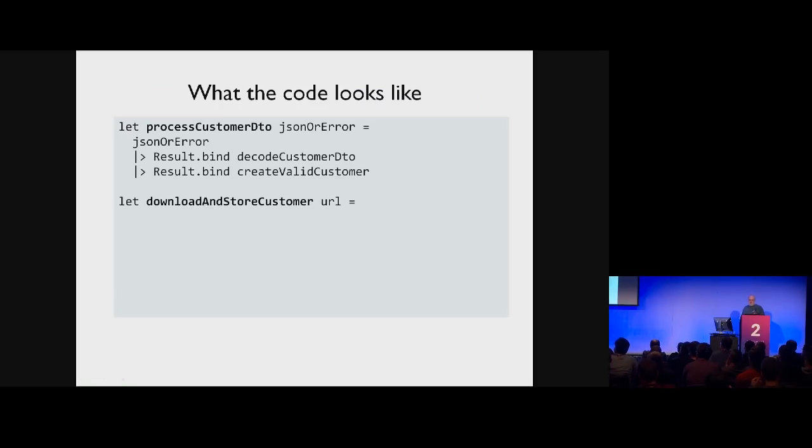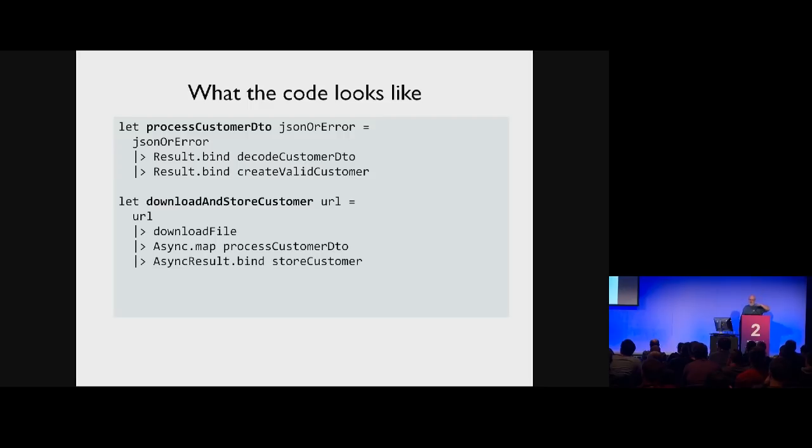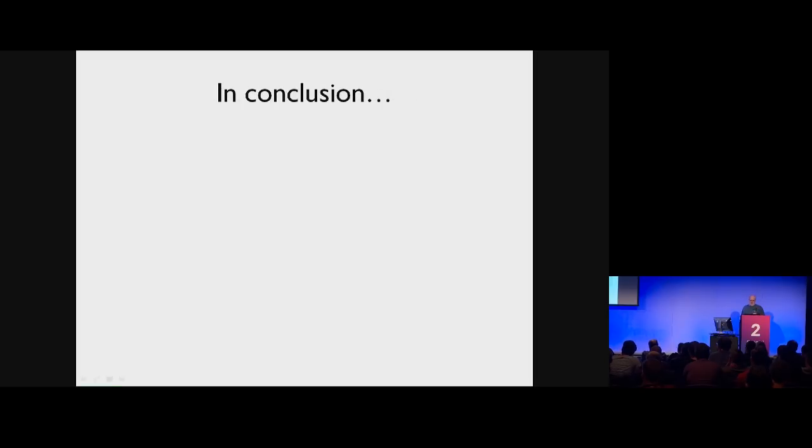So here's the code again. To download and store a customer, we start with a URL, we download the file, we take the process thing we just defined and map it up, and then we use bind on the last one. So again, just a few lines of code. It really takes a lot longer to explain everything than to actually write the code. You could write this code in a minute or two, you know. But I'm reusing the same tools. I'm using different kinds of tools, but the concepts are the same all the way through.